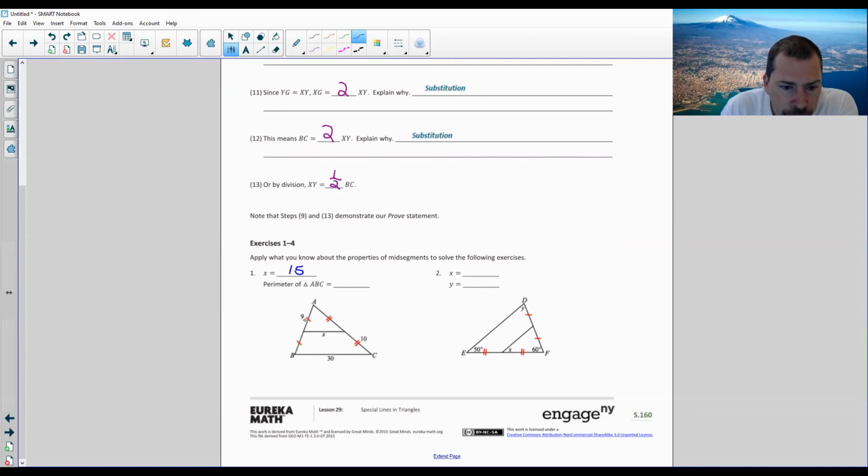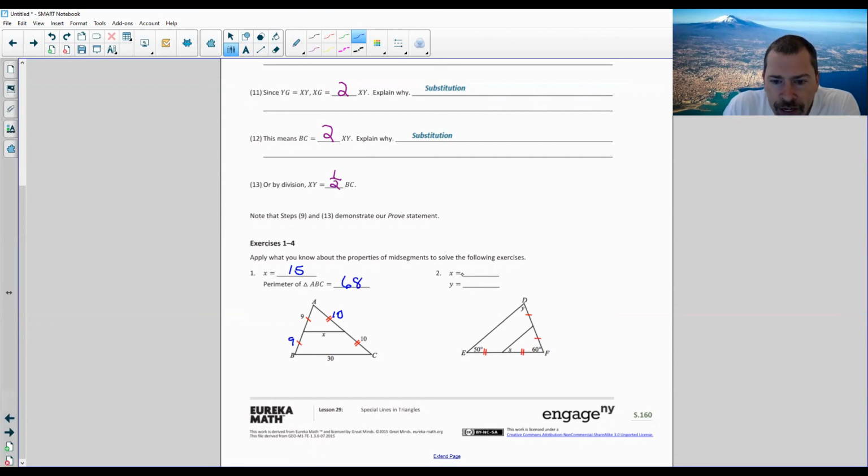Perimeter of triangle ABC. Well, we know that this is 9 because the mid-segment cuts one side in half. If this is 10, this is 10. So the perimeter of ABC is the sum of all the distances around. 9 plus 9 is 18. 18 plus 30 is 48. 48 plus 10 is 58. 58 plus 10 is 68. The perimeter of triangle ABC is 68.